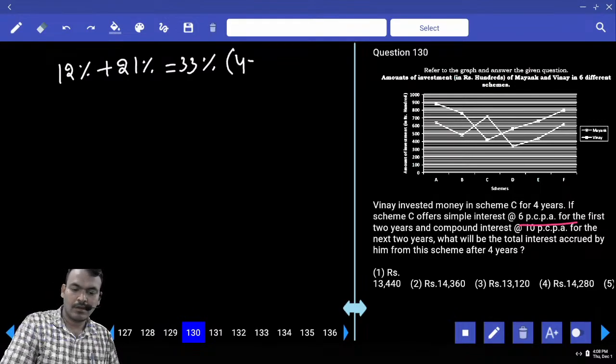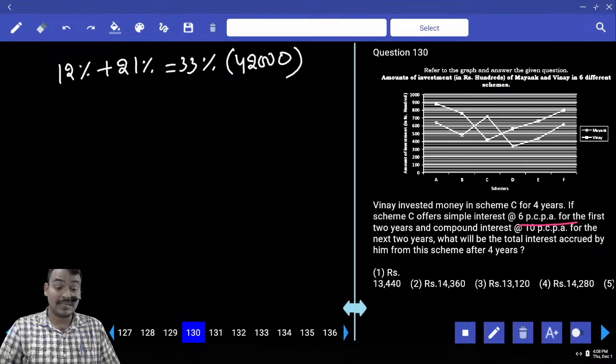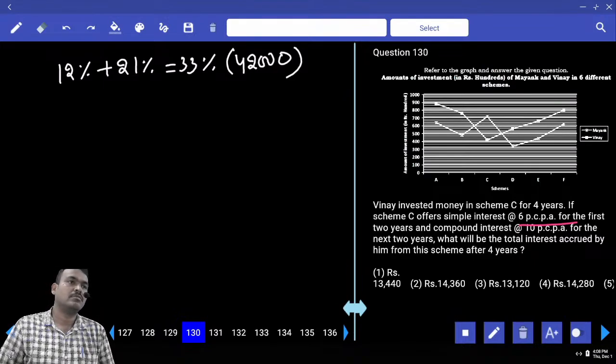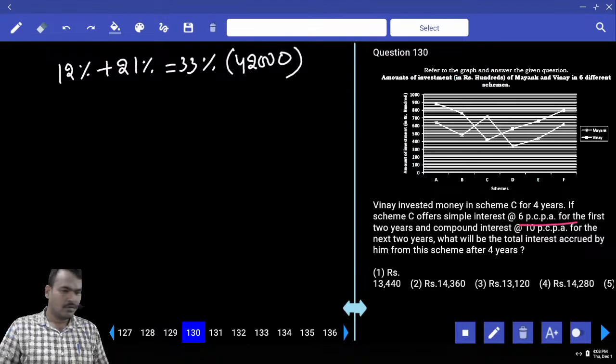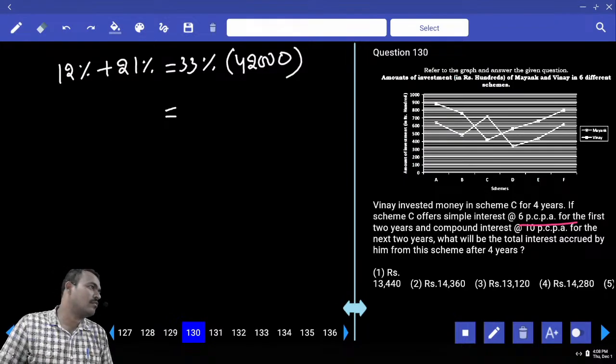420 or not? Nothing but 42,000 or not? 42,000. 33% of 42,000. 11 multiple? Yes or no? First option, 11 multiple. Second option? Ends with 60 or not? Percentage, 2 zeros are cancelled or not? Ends with 60 or not?